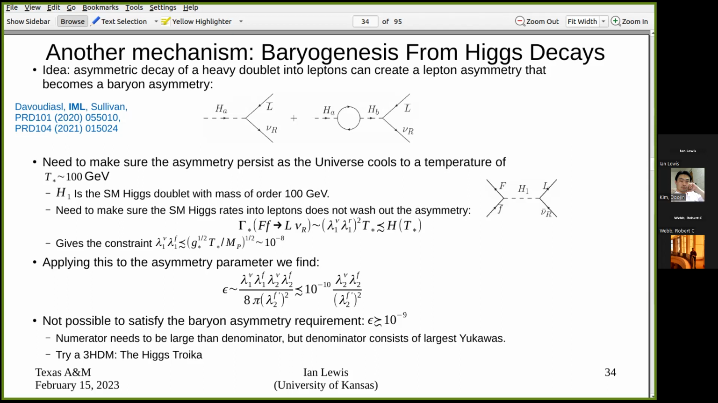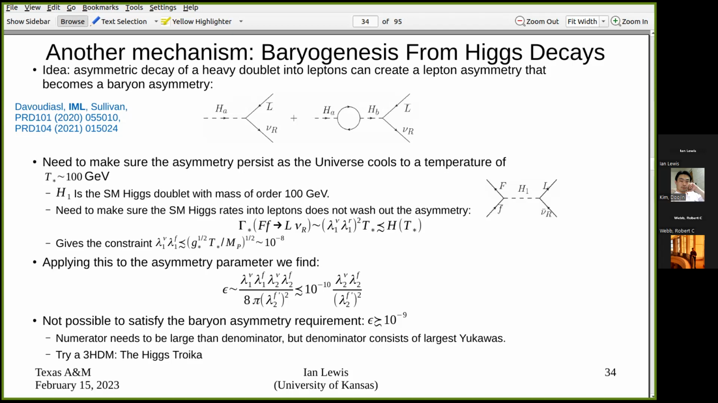And if I apply this to the asymmetry parameter, it looks something like this, but now I know these parameters are less than about 10 to the negative 8. That's order 100, so this entire thing is less than about 10 to the negative 10 times these two couplings. And now that is very hard. You can't actually do that, because to get this up to 10 to the negative 9, I need the numerator to be larger than the denominator. But the denominator are the strongest couplings of this guy, so the numerator cannot be bigger than the denominator, and you generically can't get this to work with a 2HDM in this type of scenario.